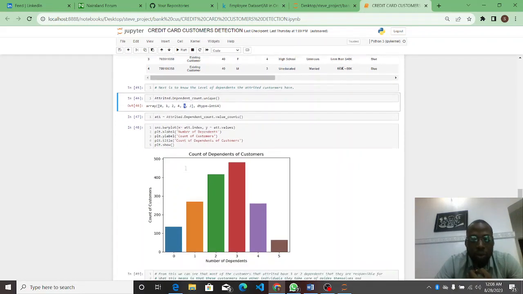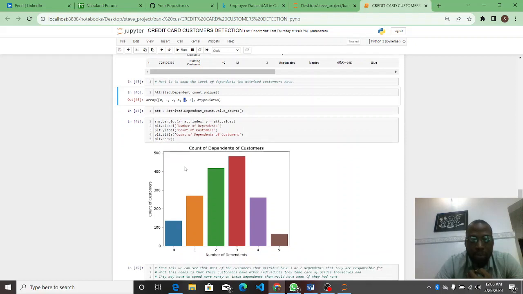Using Seaborn and Matplotlib for that, we were able to come up with the fact that most of our treated customers have 2 to 3 dependents. This also buttresses our point that these matured individuals who earn less than 40k per annum also have dependents. They also have people that are depending on them. So they are just average matured individuals who have dependents.